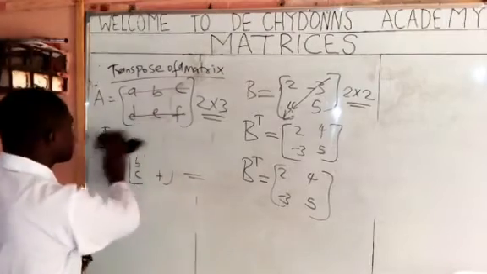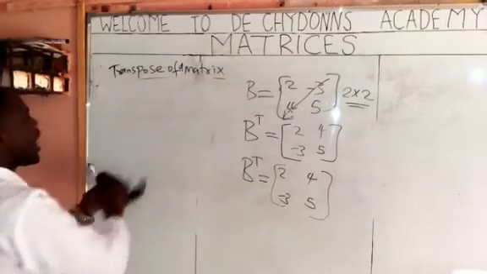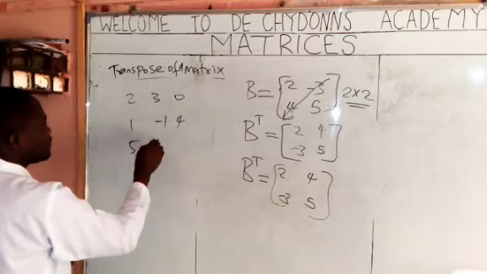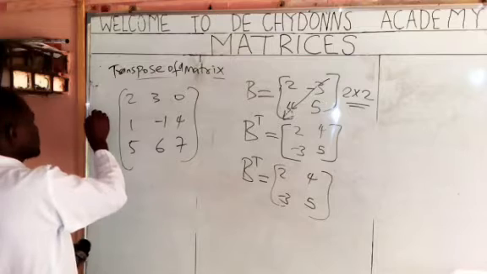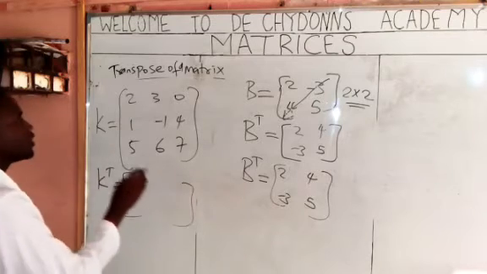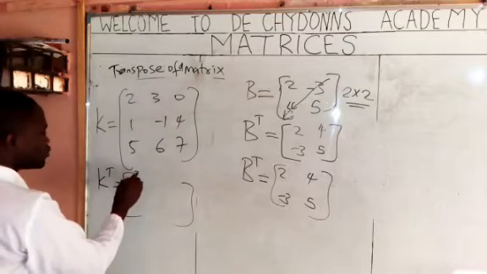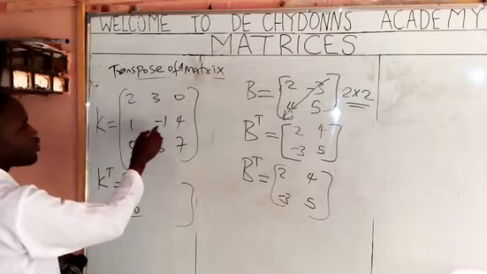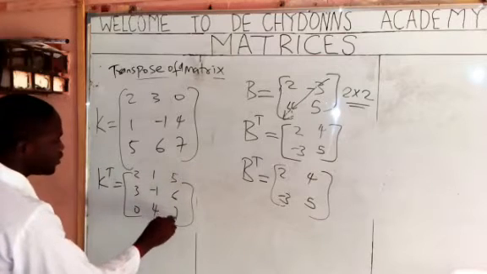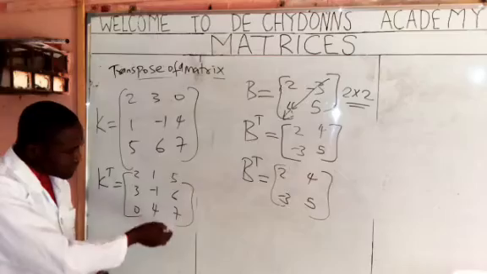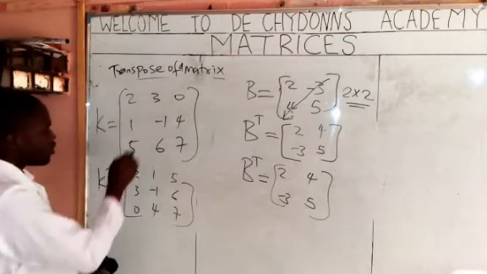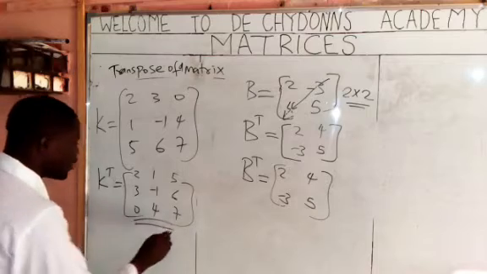Let's see more examples of the transpose of a matrix. Say you have 2, 3, 0, 1 minus 1, 4, and 5, 6, 7. This is matrix K. And they say find the transpose of this matrix. K transpose. It means the first row 2, 3, 0 will become 2, 3, 0, the first column. The second row 1 minus 1, 4 will become 1 minus 1, 4. The third row 5, 6, 7 will become 5, 6, 7. As it was horizontally, you convert it vertically. 5, 6, 7. 1 minus 1, 4. 2, 3, 0. That is your answer.